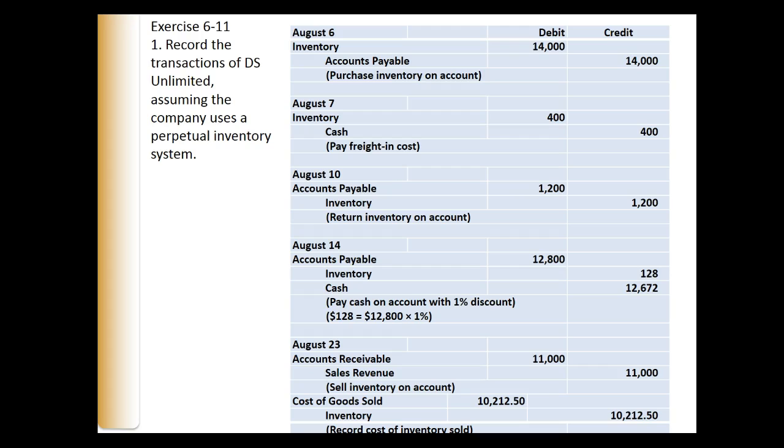Then we return the defective inventory, so we debit our accounts payable because we no longer owe them on the defective merchandise we're returning for $1,200, and we credit our inventory for $1,200. Then we pay on account with a 1% discount, so the 1% discount is going to save us $128. So as you see here, we are going to debit the full amount of our accounts payable.